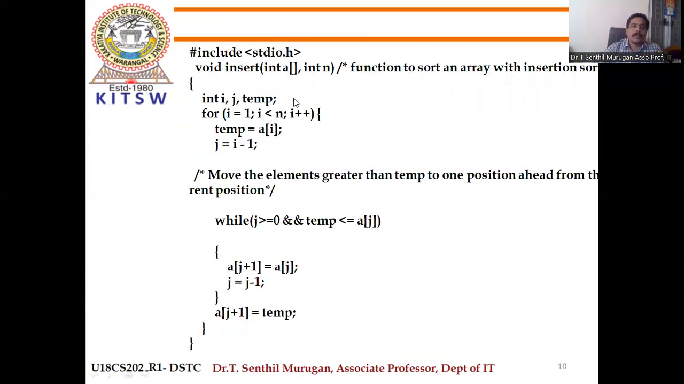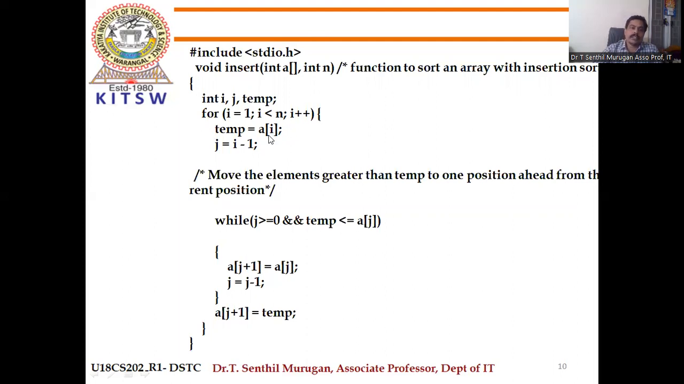So now we'll see the program. First, we have to write the insertion sort procedure. Only the function we have to see here: the function to sort an array when insertion sort is happening. We take the i value first. Initially, in a temp variable we store a of i. So initially a of 1 it will take.